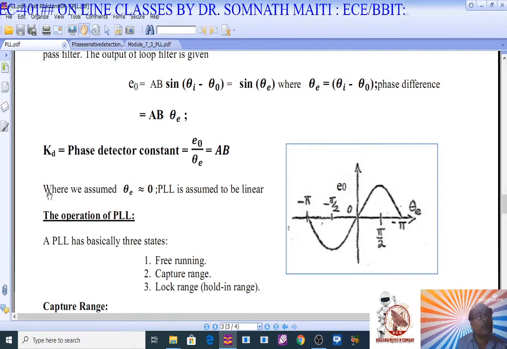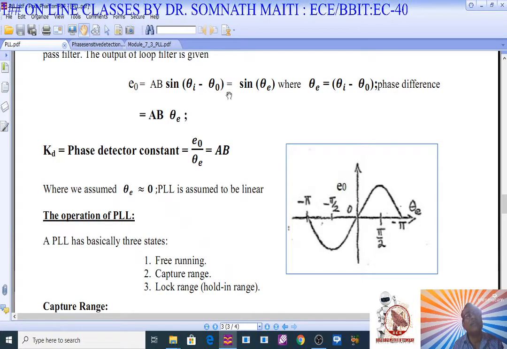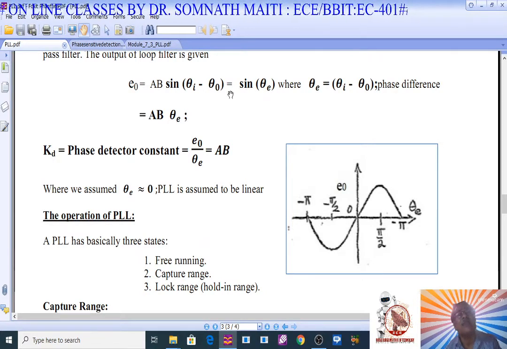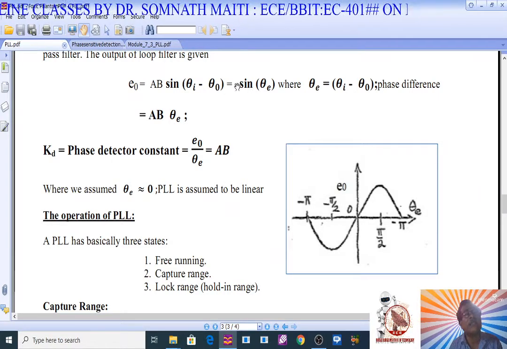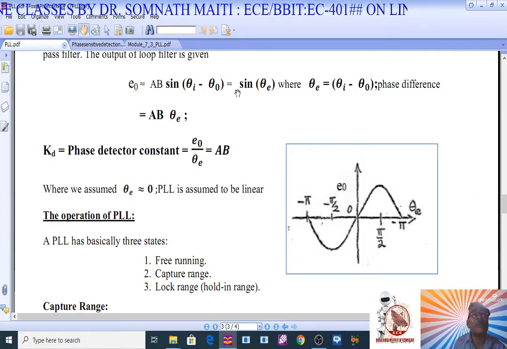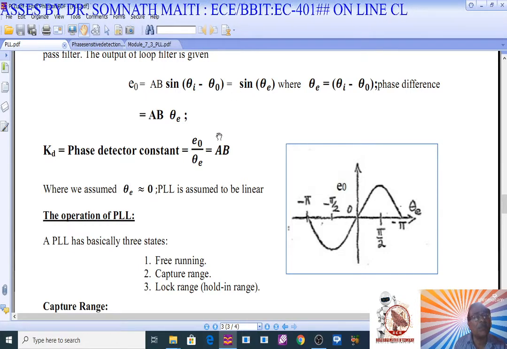While we assume theta_e is nearly equal to 0, the PLL is assumed to be linear, so that's why we have written it will be AB sine theta_e. AB is missing. Small printing mistakes are there, you must forgive me for this.